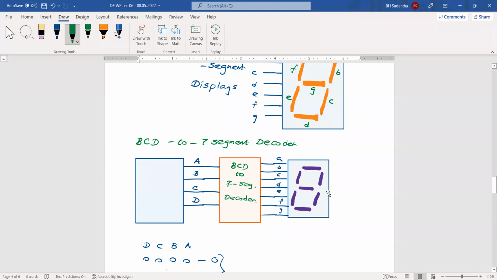Binary circuits provide binary values here, like ABCD, but these numbers have a compatibility issue. This 7-segment display and these binary circuits do not have direct compatibility. Direct connections are not there. Then we make a separate circuit to combine these two. The function of this intermediate circuit is a decoding function.